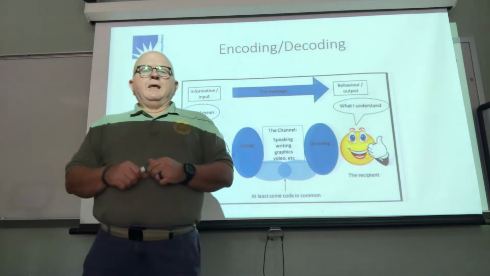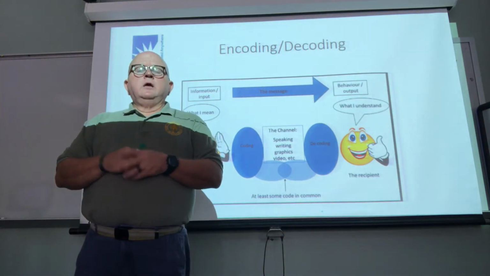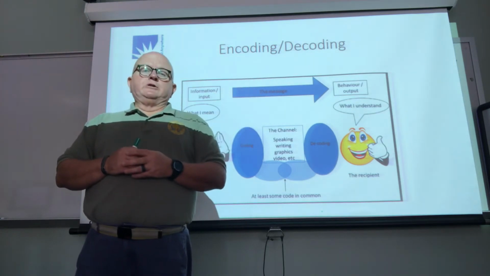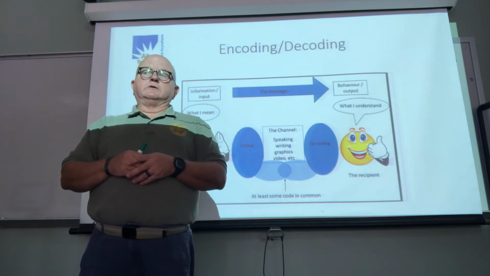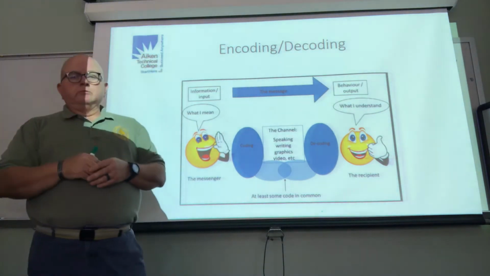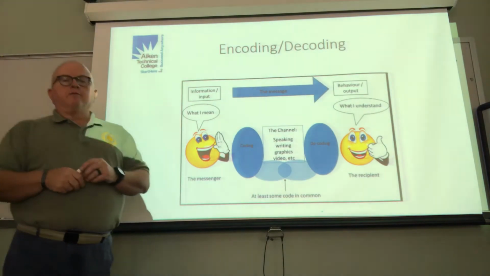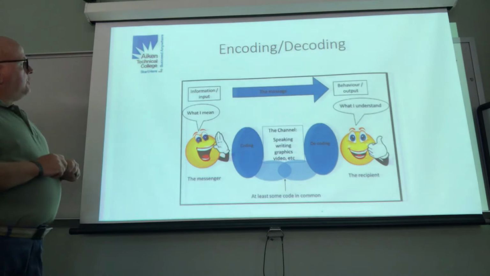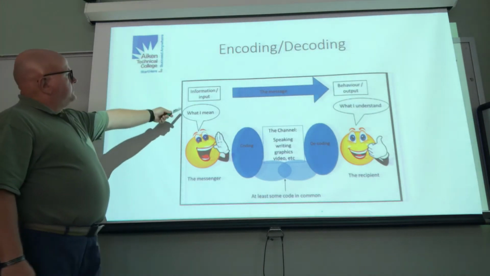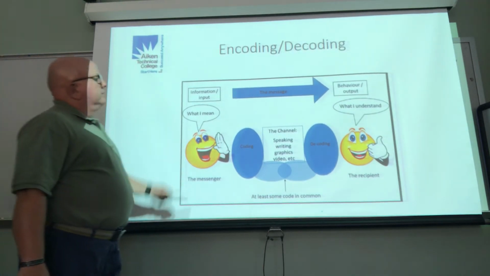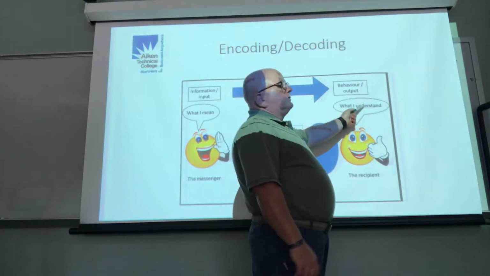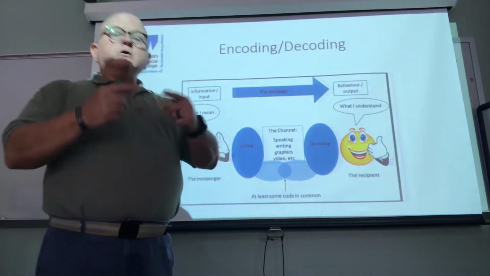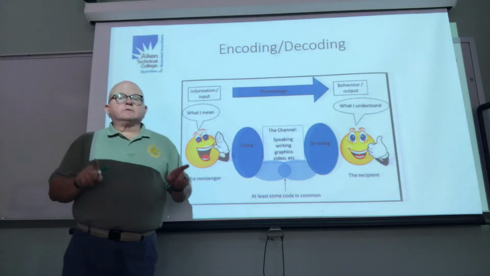Language is not precise. When I use a word like mother, you may have a very positive relationship with your mother and you may think very positive things. But the person sitting next to you may have very negative implications about your mother. As it says here in encoding and decoding, when you encode, this is what I mean. Decode, this is what I understand. And those can be radically different things.